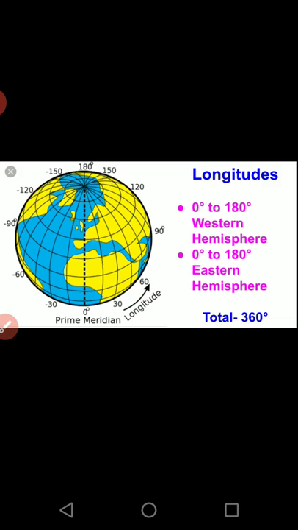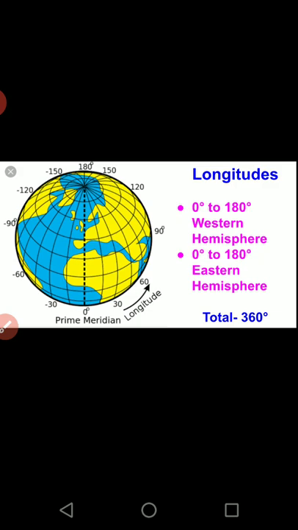If you see, towards the pole, they are all very close. But near the equator, the distance between these vertical lines is increasing. These are 360 in number. We have 0 to 180 degree on the western side of the 0 degree meridian, and we have another 180 longitudes on the eastern side of the 0 degree meridian.